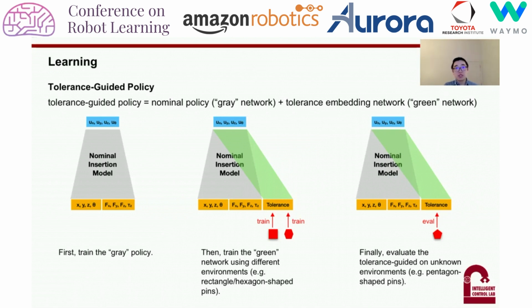For the training process, we first train a green network. Then we fix the parameters in the green network and only update the parameters in the green network. Finally, our policy will know how to perform well in new and unseen environments.